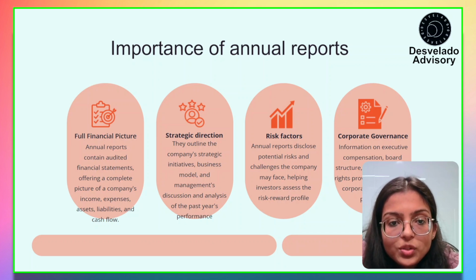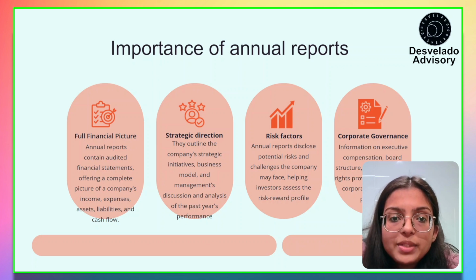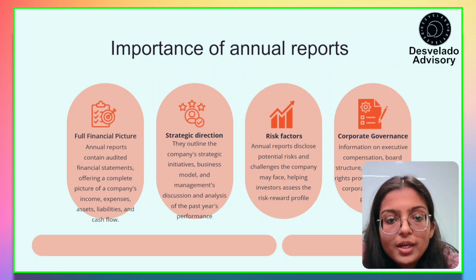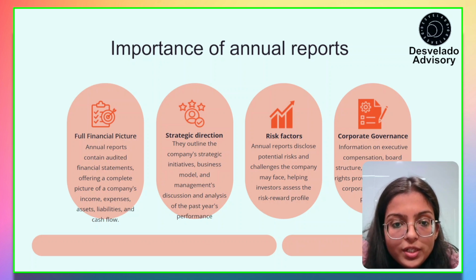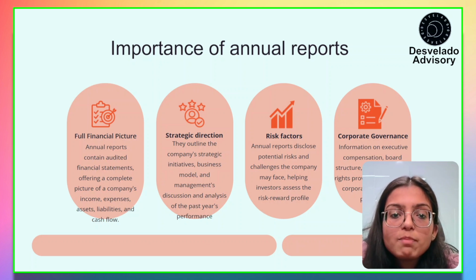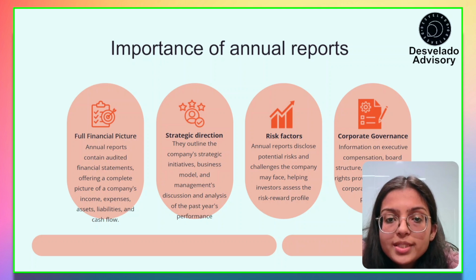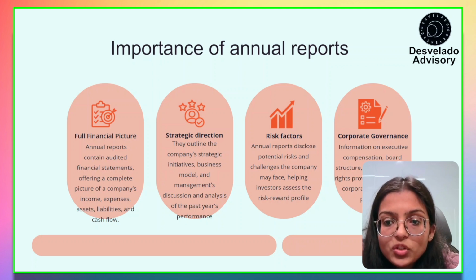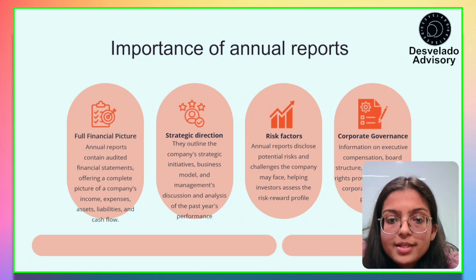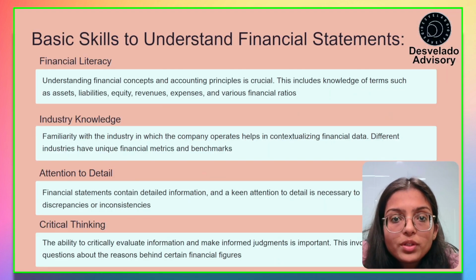Second can be strategic direction, which means that annual reports outline the company's strategic initiatives, business model, and MD&A, which is management's discussion and analysis of the past year's performance, which includes what the management thinks of the financial model that the company has. Annual reports also show us the risk factors. It discloses potential risks and challenges the company may face, helping investors assess the risk-reward profile. Then it also tells us about corporate governance, which is information on executive compensation, board structure, and shareholder rights, and that provides insights into corporate governance practices.